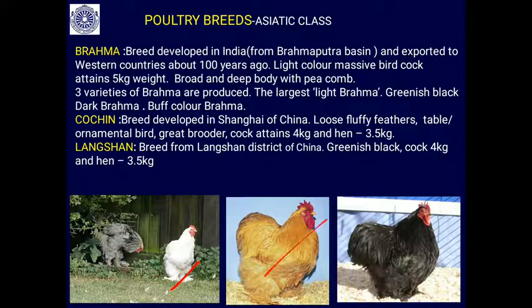Then another one is the Cochin. This breed is developed in Shanghai of China. These have loose, puffy feathers, as you will see. These are table birds, or else used as ornamental birds. These are great brooders, so you will find good brooding capacity. The cock attains 4 kg weight and the hen 3.5 kg.